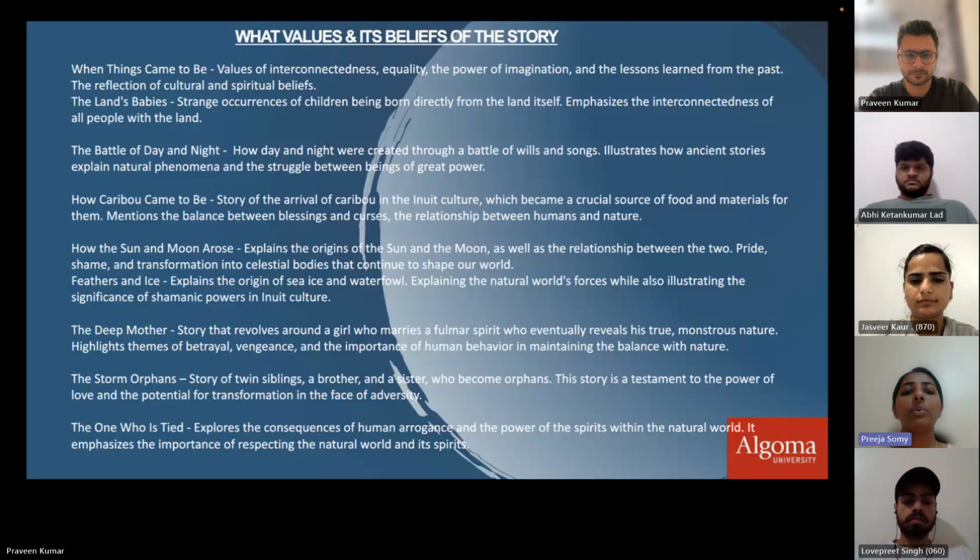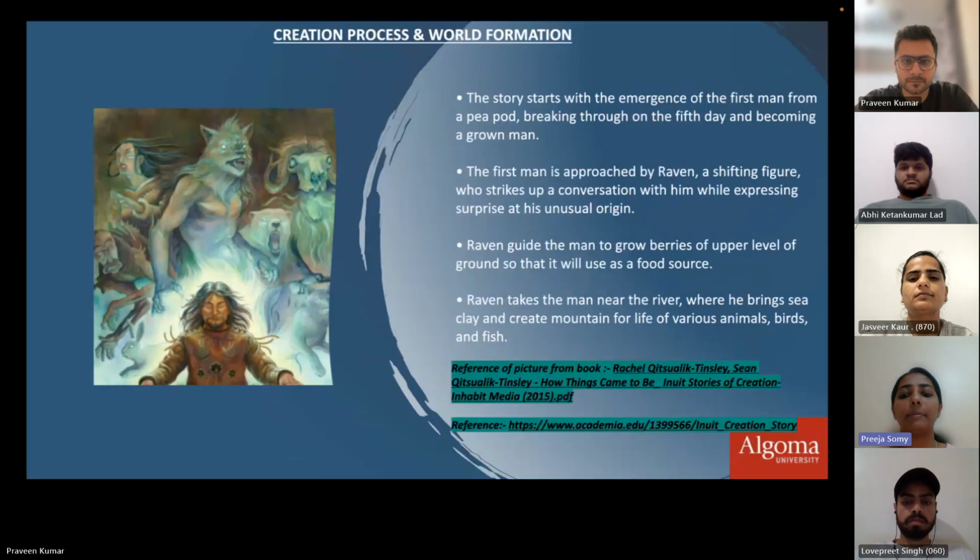The last story is One Who Is Tired. It's a story that explores the consequences of human arrogance and the power of the spirits within the natural world. The story serves as a cautionary tale emphasizing the importance of respecting the natural world and its spirits and the dire consequences of human arrogance and cruelty.